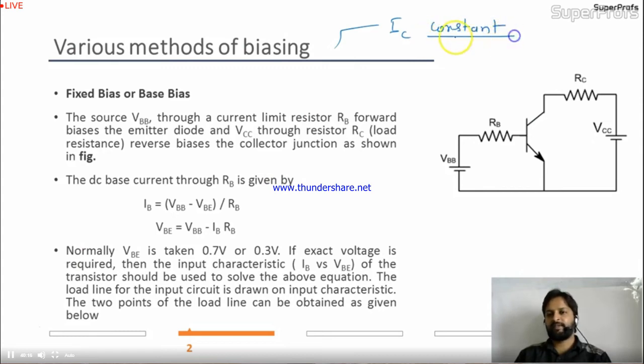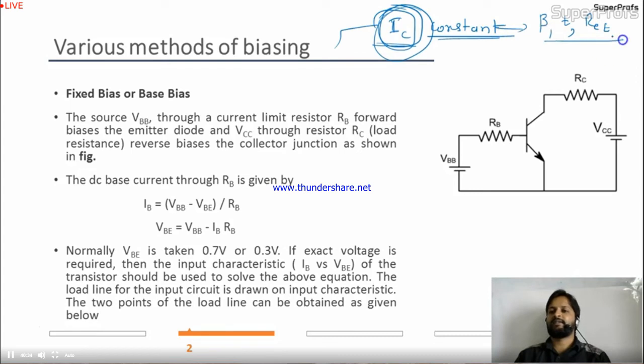Okay, for better amplification we need constant IC. The collector current should be constant. This collector current is a function of beta, temperature and load variation. So what we have to do is make this IC independent of beta, T and VCE. So this is another application, or importance, of biasing, right?